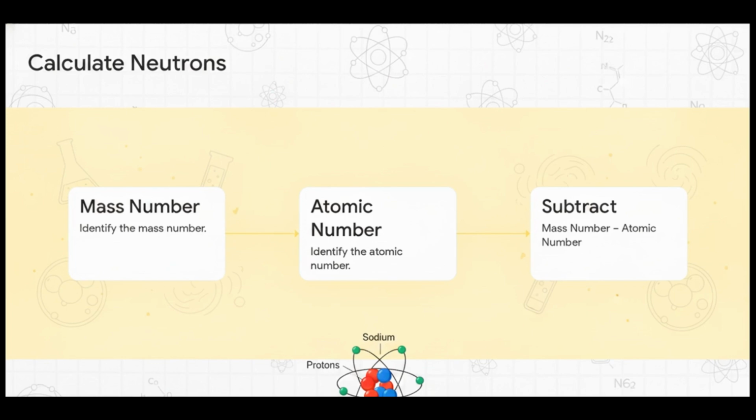Step 1, identify the mass number, which is your big total. Step 2, identify the atomic number, which is just your protons. And step 3, just subtract the atomic number from the mass number. Let's walk through this using a sodium atom. Sodium has a mass number of 23 and an atomic number of 11. To find the neutrons, we just subtract 11 from 23, and that reveals exactly 12 neutrons. So our sodium atom contains 11 protons, 12 neutrons, and, because it's neutral, 11 electrons.